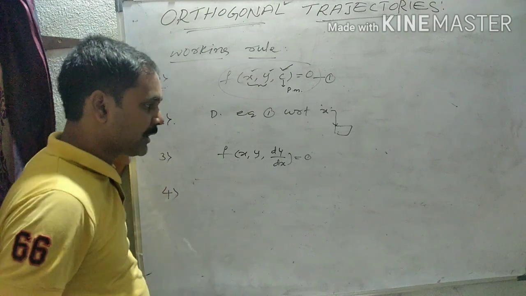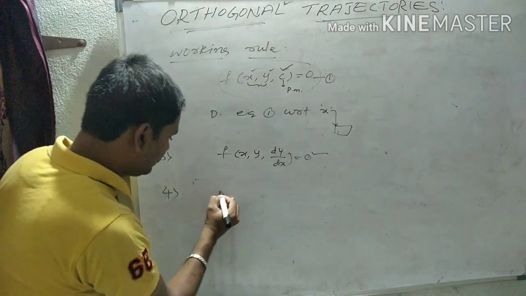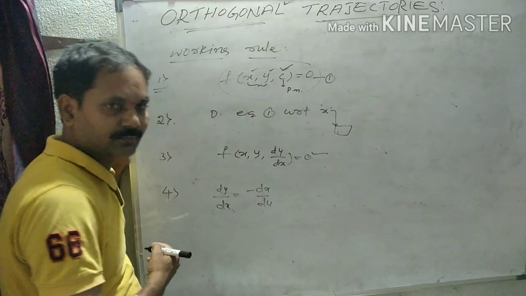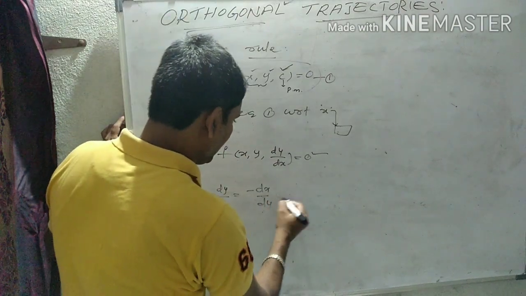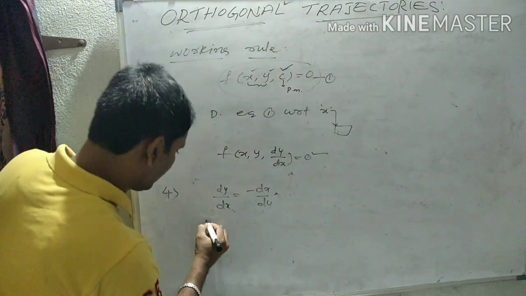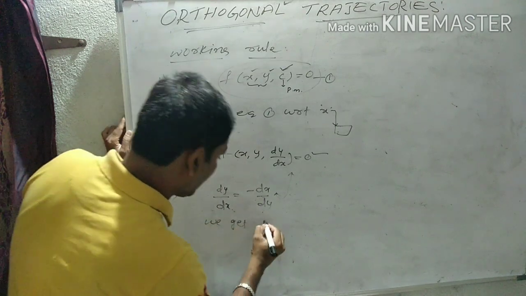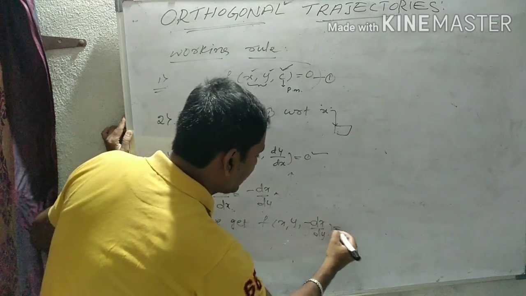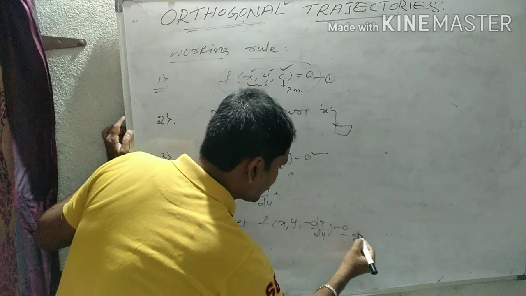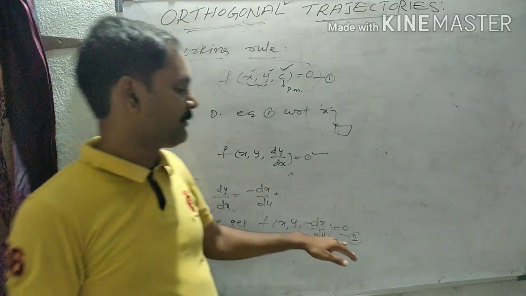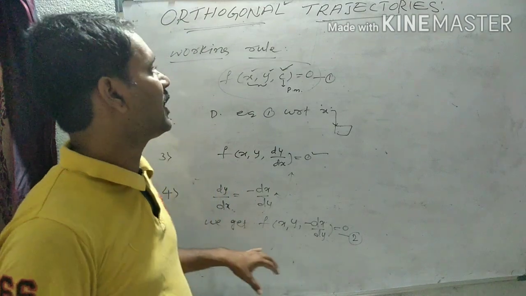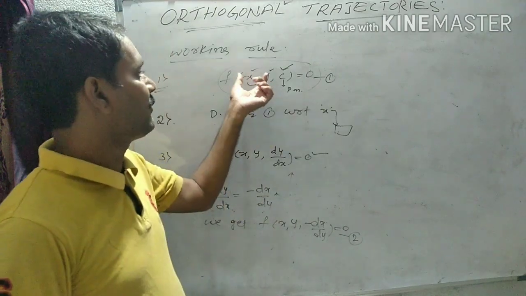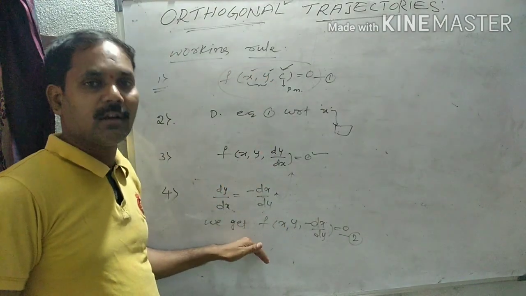Fourth point, we have to take in this equation dy by dx equals minus dx by dy. So we can write, after substitution, we get f of x comma y comma minus dx by dy equal 0. This is equation 2. After solving equation 2, we get the general solution of the given equation. That means we get the orthogonal trajectory of the given family. This is the procedure of solving the problems.